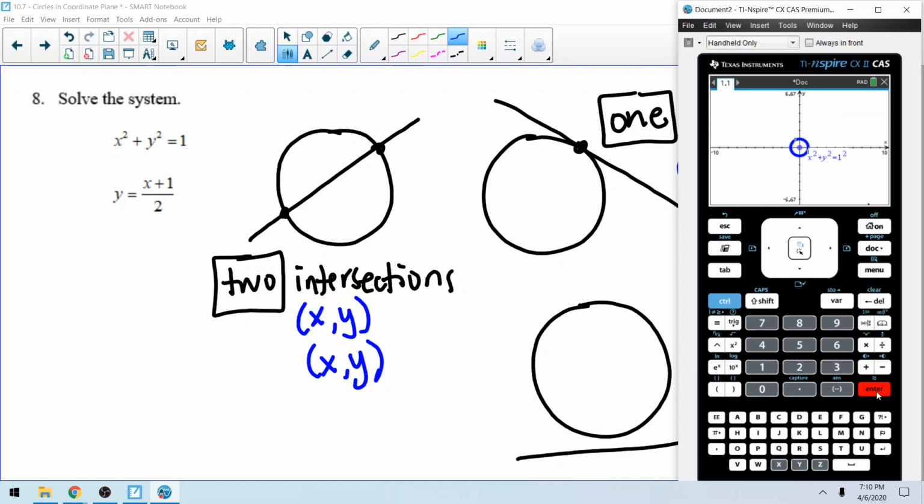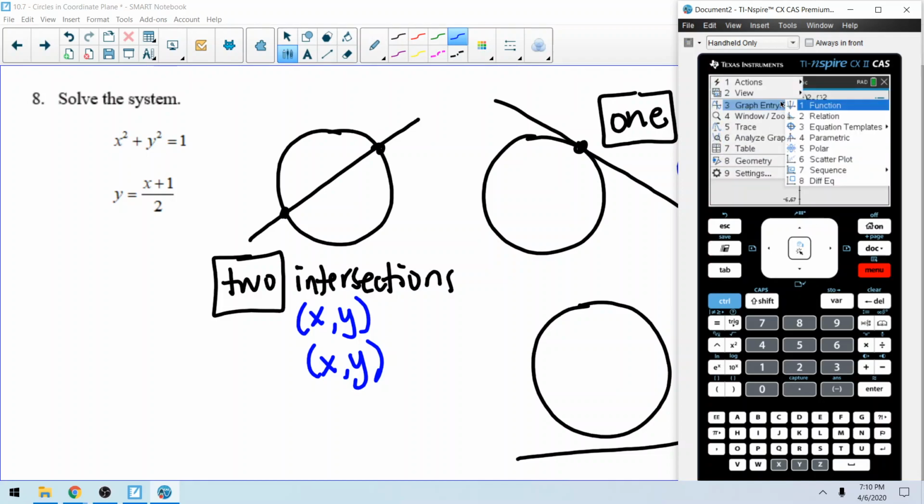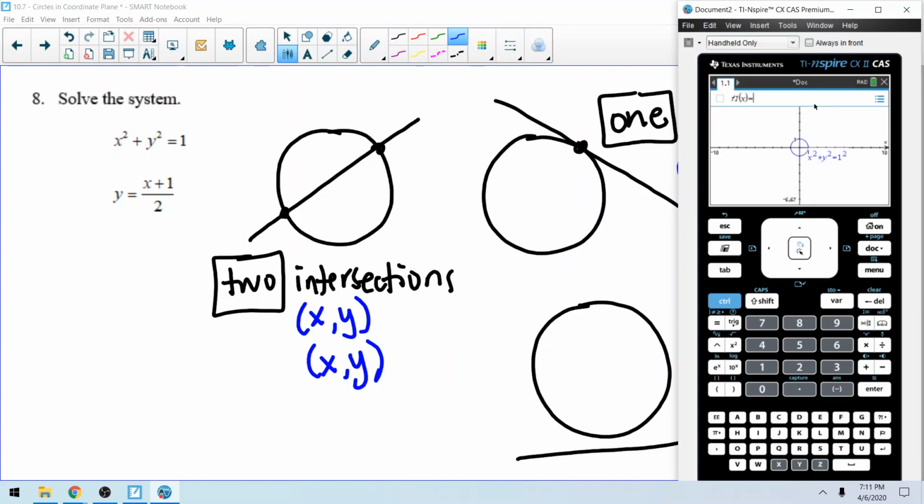Now, if you want to graph your other one, you're going to hit tab, which is over here on the left. Notice it's going to put that circle back up there. Well, I don't want a circle this time. I want the second equation, which is an actual function. So you're going to hit menu, go to your graph entry, and this time you want to go back to a normal function, which is y equals. In order to get that fraction, I'm going to hit Control Divide. I'm going to type x plus 1 over 2, and then I'm going to hit Enter.